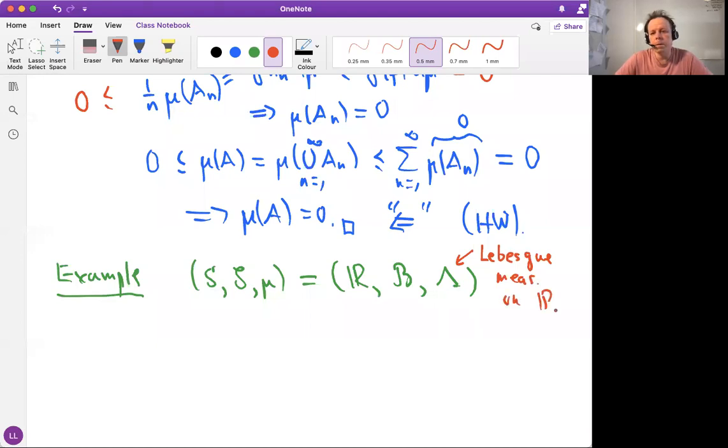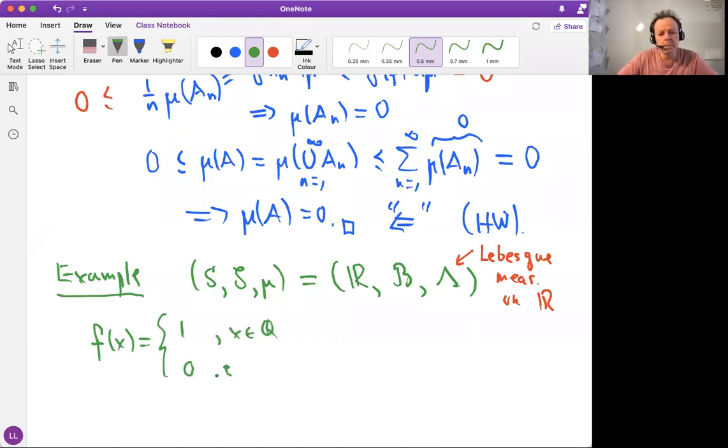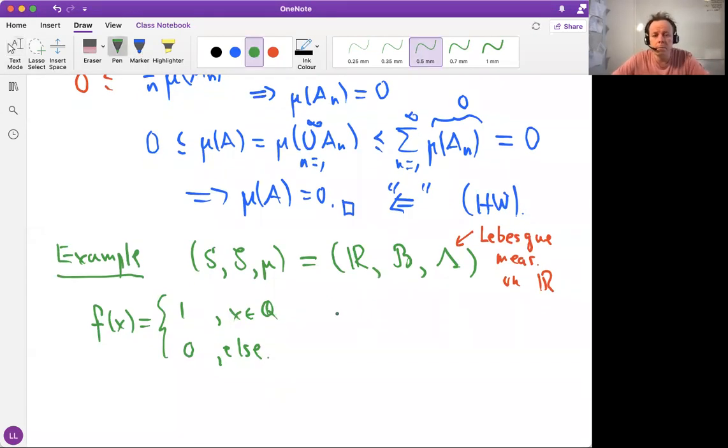So the Lebesgue measure on the real line is the only measure that assigns to every Borel set or every interval the length of the interval. And as a function, let's take a function which is 1 if x is a rational number and 0 else. Now you might actually recall the quiz that many of you have done before the lecture. So now we could also write this down: this function is the indicator of the rational numbers.